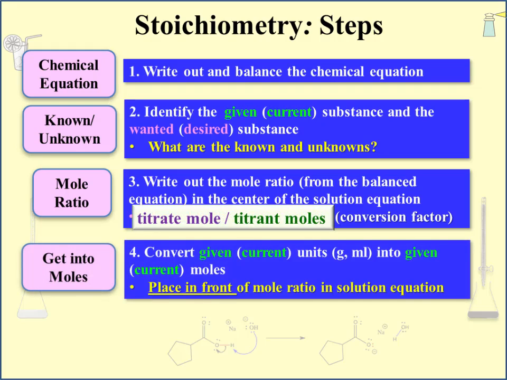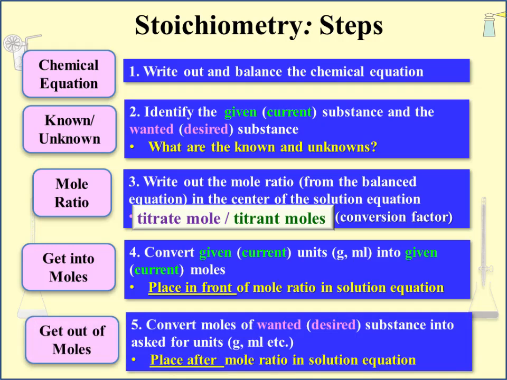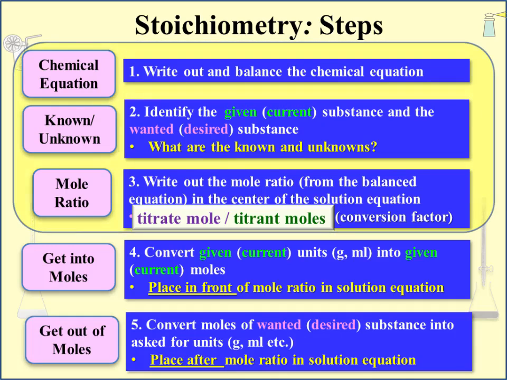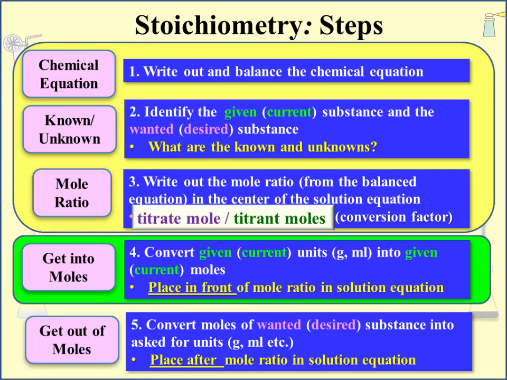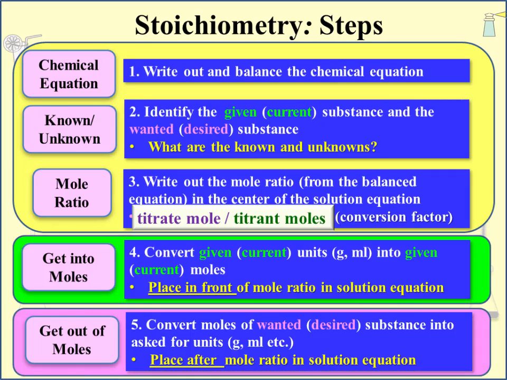Step 4 is the get into moles part of the stoichiometric solution. Convert given or current units, molarity of titrant, into moles of the given or current substance. The conversion factor is placed in front of the mole ratio in the solution equation. The moles of titrate will need to be converted into the unit type asked for in the problem. This will generally be molarity. Place this conversion after the mole ratio in the solution equation. The first 3 steps are the mole ratio steps. Step 4 is getting into moles, and step 5 is getting out of moles.